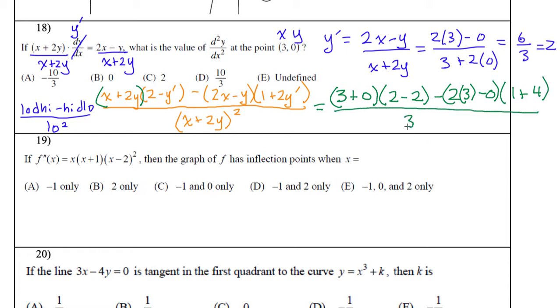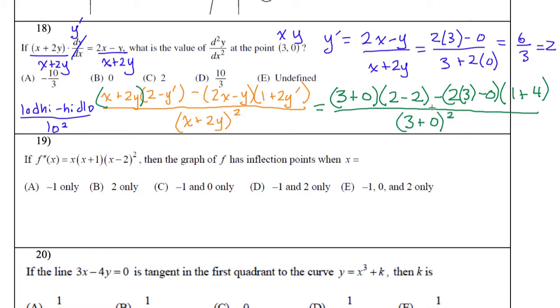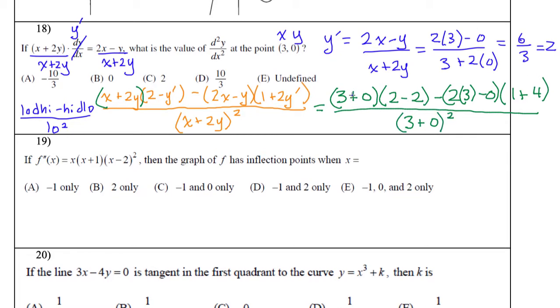And then on the bottom I have 3 plus 0 quantity squared. Okay, what is all this if I simplify? So 3 times 0, that's all gone. 6 times 5, that seems to be 30. On the top and on the bottom I have 3 squared, which is 9. Divide the top and bottom by 3, I get 10 thirds. Correct answer is D, 10 thirds.